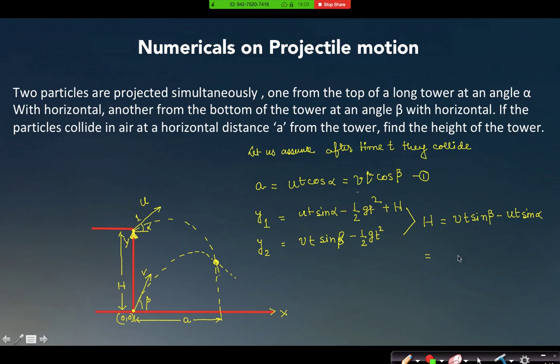I will just replace vt and ut from this equation number 1. So vt is a by cos beta, and ut is a by cos alpha. Right? So if you take a common, you will find it is tan beta minus tan alpha. That should be the answer of this question.